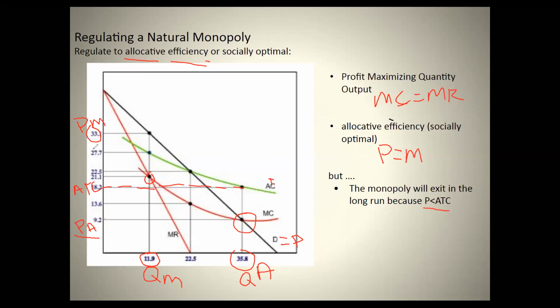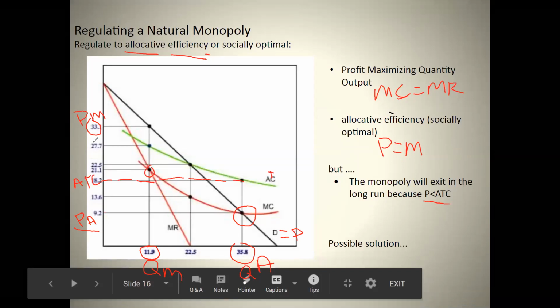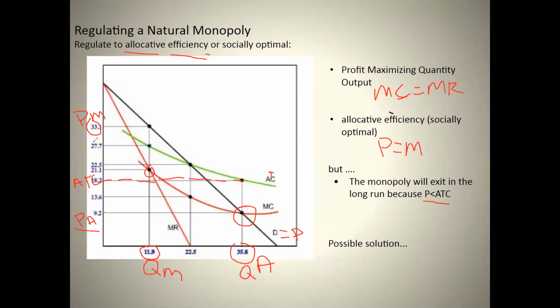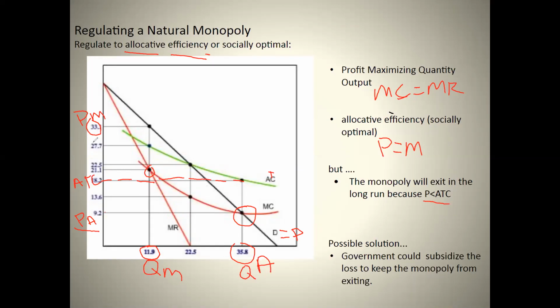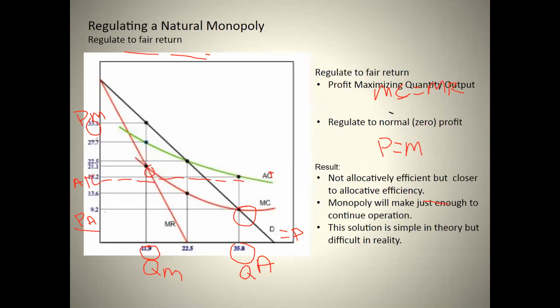So what's a possible solution to this problem? Well, the government could just subsidize the loss to keep the monopoly from exiting. So in this particular case, given this particular graph, if we were to try to regulate to allocative efficiency, the firm would be making a loss and be motivated to exit in the long run. And the only way to stop that then would be to subsidize that loss and to keep them around.